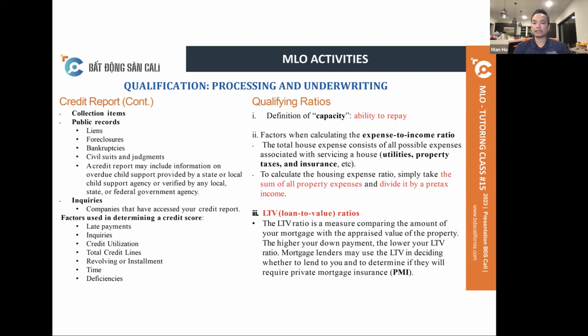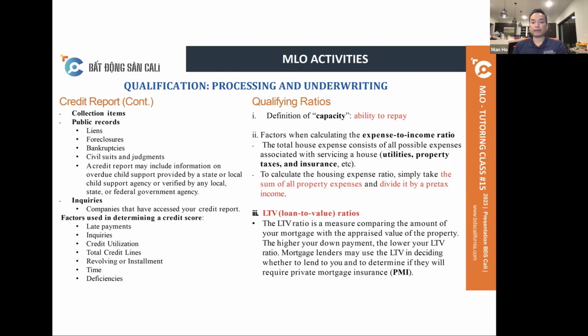Factor when calculating expense to income ratio, the total housing expenses consist of all possible expenses associated with owning a house, including utility, property taxes, insurance, let me see. I think DSL, cable, but those are minimal. But anything regarding the insurance, property tax, mortgage, right? Any payment for energy saving, like a solar or a heater or AC and things like that. Right? Those are housing expenses.